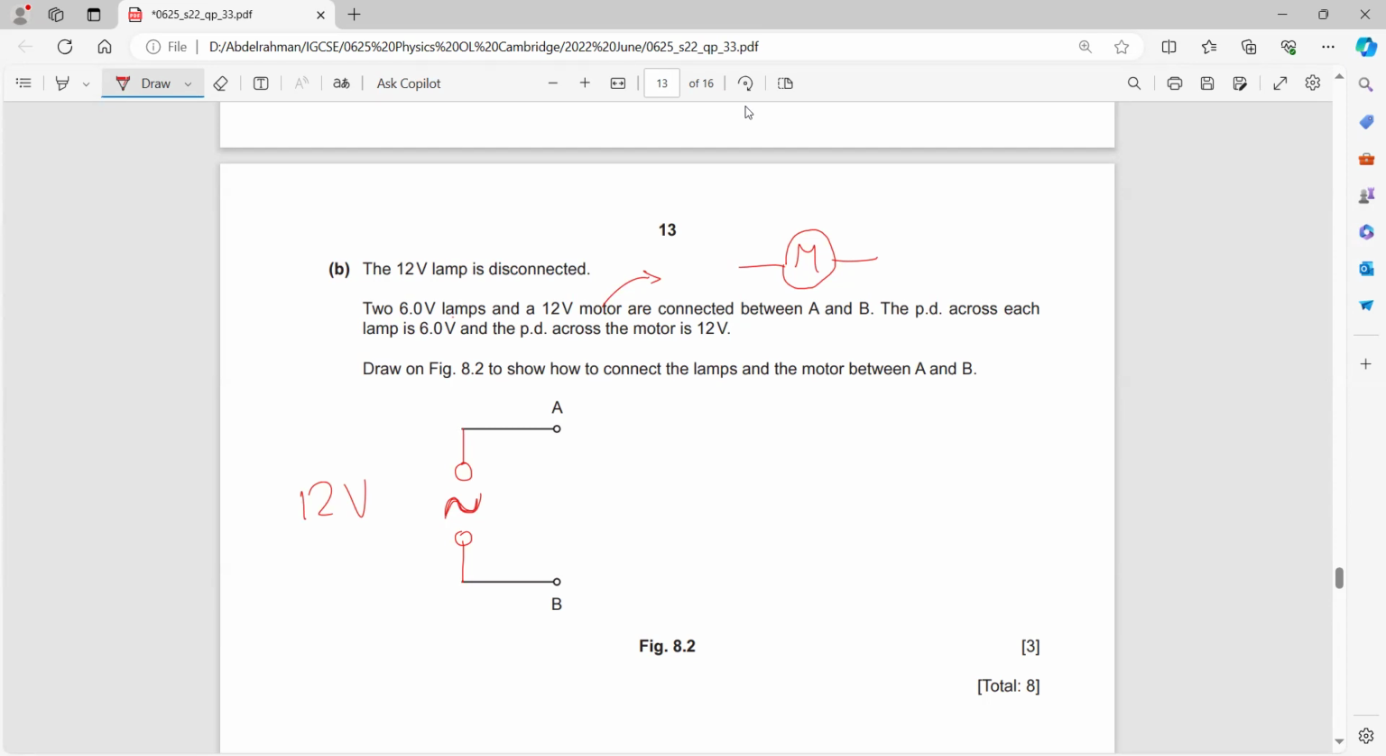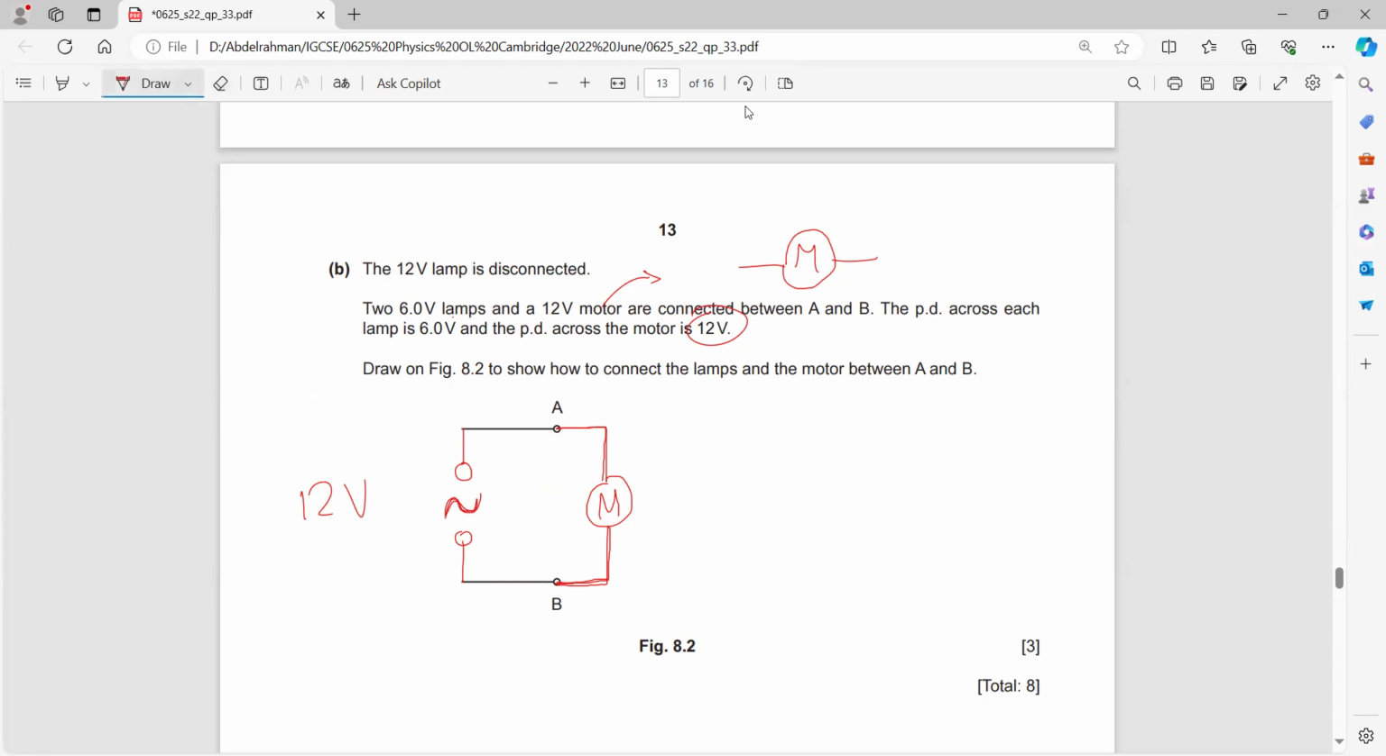What's the question? The motor has to have an input voltage of 12 volts. So I will connect the motor between points A and B in series. This motor will receive a voltage of 12 volts.